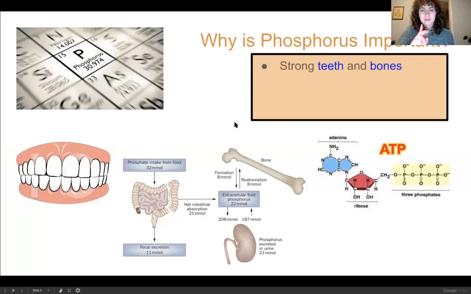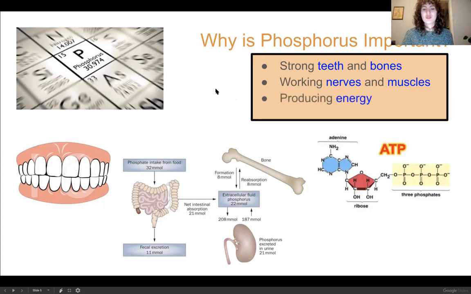Well, for one thing, it is super important for building strong teeth and bones. And you might be thinking, well, isn't that calcium? Yes, but phosphorus is needed for proper use and absorption of calcium. So we need them both. It's also important for your nerves and muscles to work. So nerves control your body and muscles do the actual moving of your body. So both of those require phosphorus.